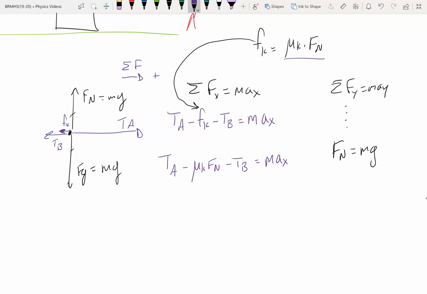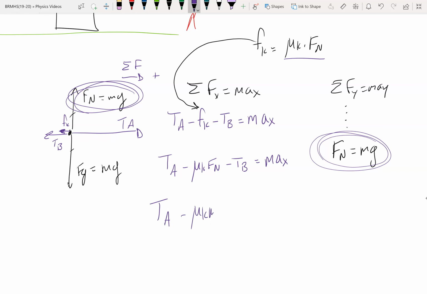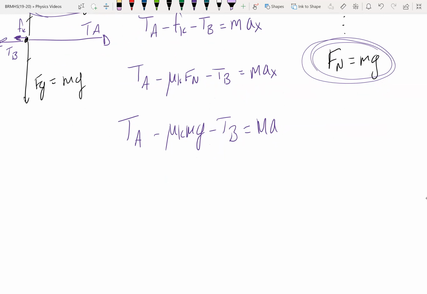All right, well, we know the normal force. There's another thing from analyzing the y direction, right? Analyzing that and saying, okay, the acceleration there is 0, therefore normal force equals Fg, and Fg is mg. You can substitute that in. So now you have TA minus mu k mg minus Tb equals max. And now it's just like, well, what are you asked to solve for?